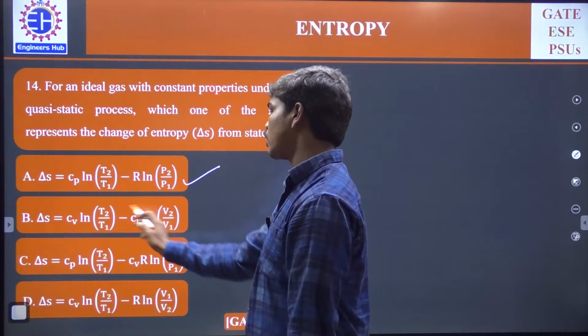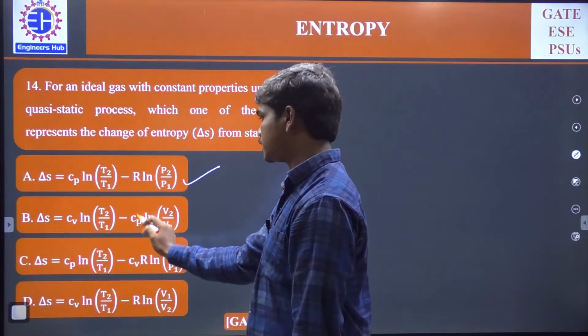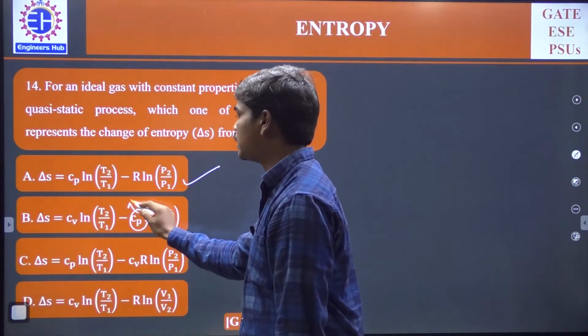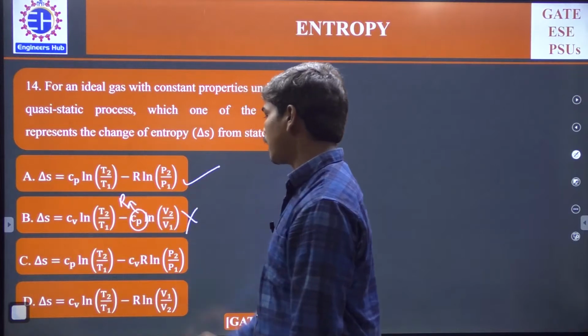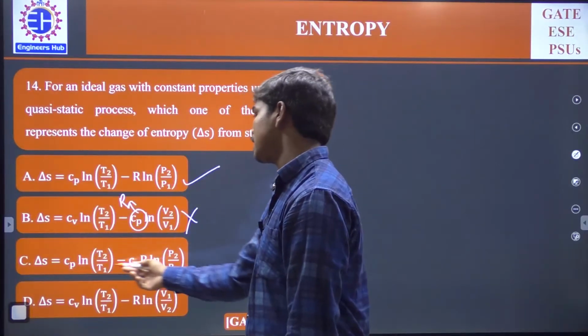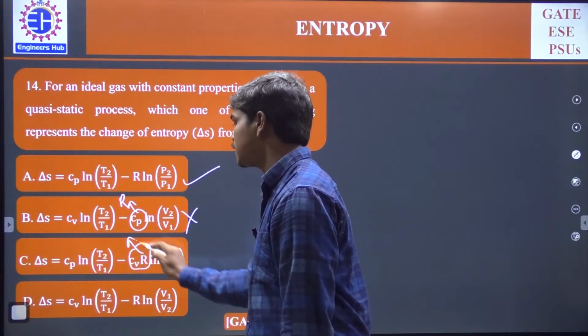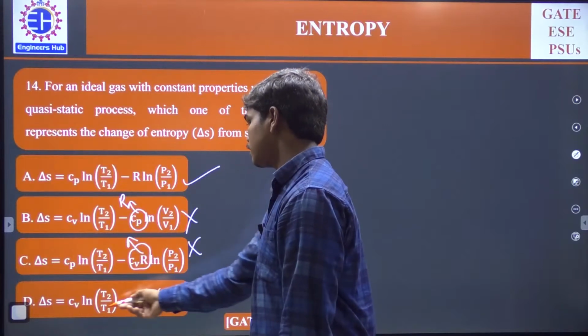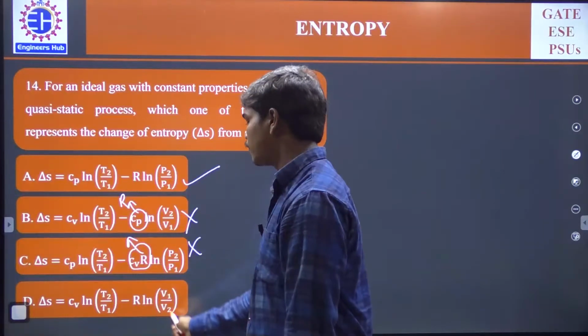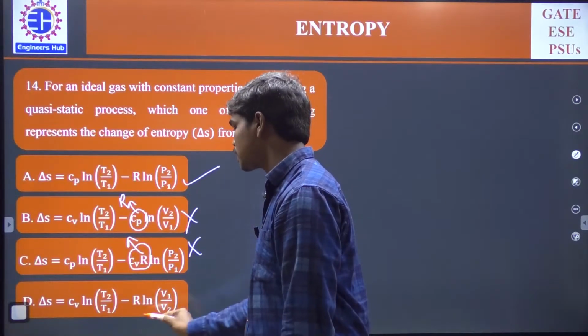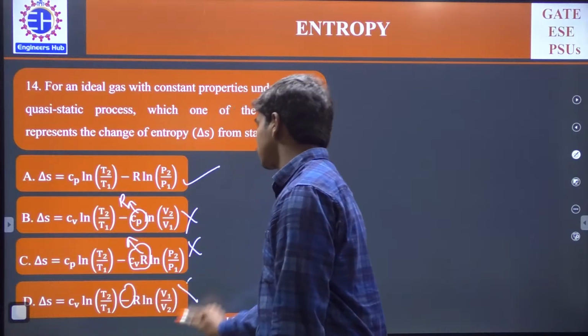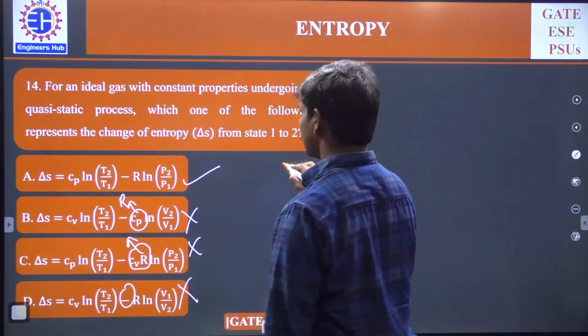But when temperatures and volumes are there, this should be R. It is not R, so this should be R actually. So that's why this is wrong. And finally, we should not have Cv into R, we should have only R. So because of this Cv, this is wrong. And Cv ln T2 by T1, when volumes and temperatures are there, this should be plus, but because of this minus sign, this is also wrong. So correct answer is option A.